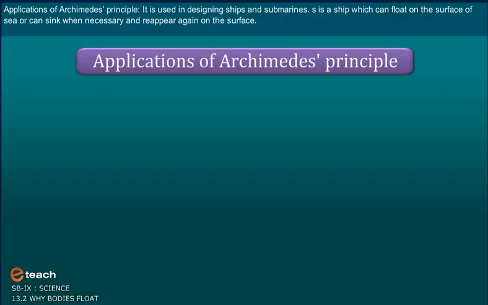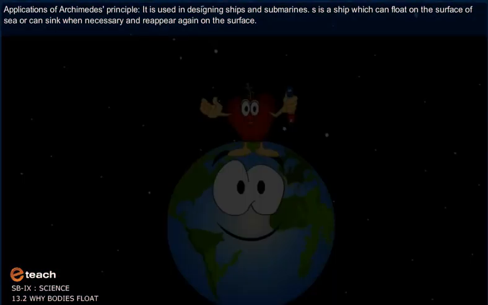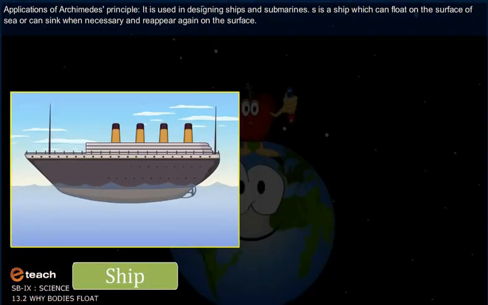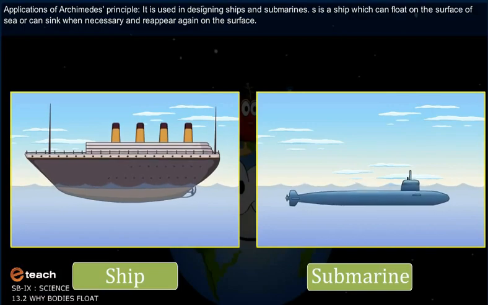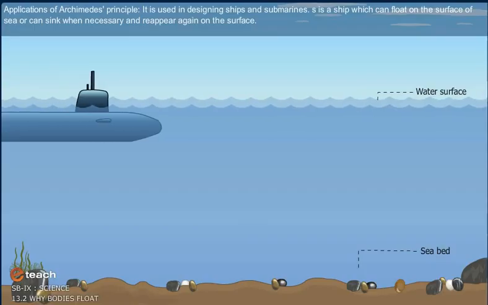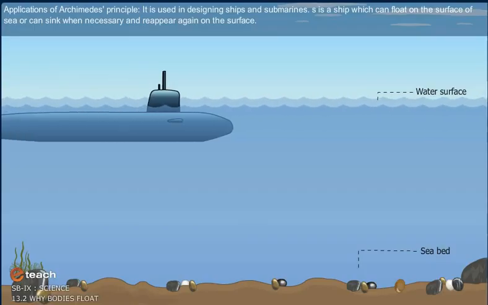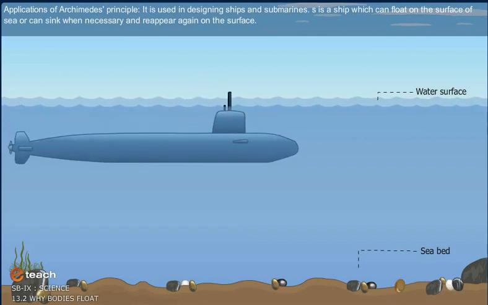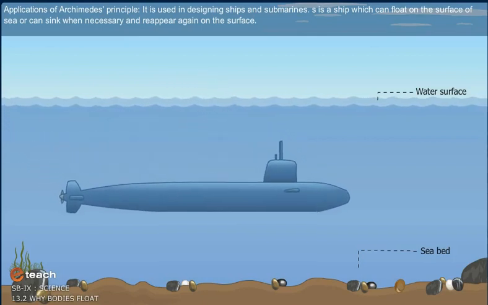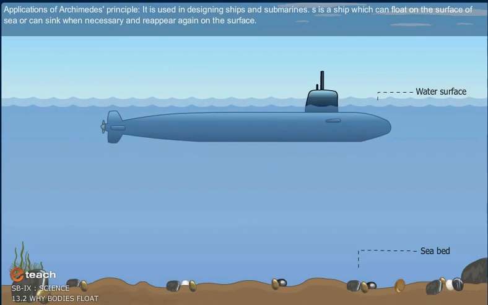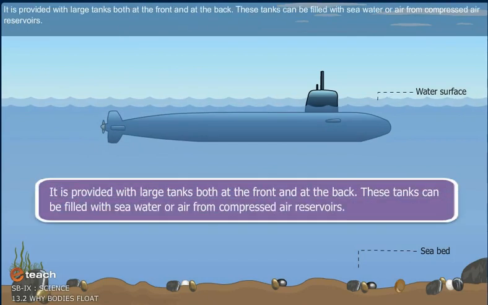Applications of Archimedes' principle. It is used in designing ships and submarines. A submarine is a ship which can float on the surface of the sea or can sink when necessary and reappear again on the surface. It is provided with large tanks both at the front and at the back. These tanks can be filled with seawater or air from compressed air reservoirs.